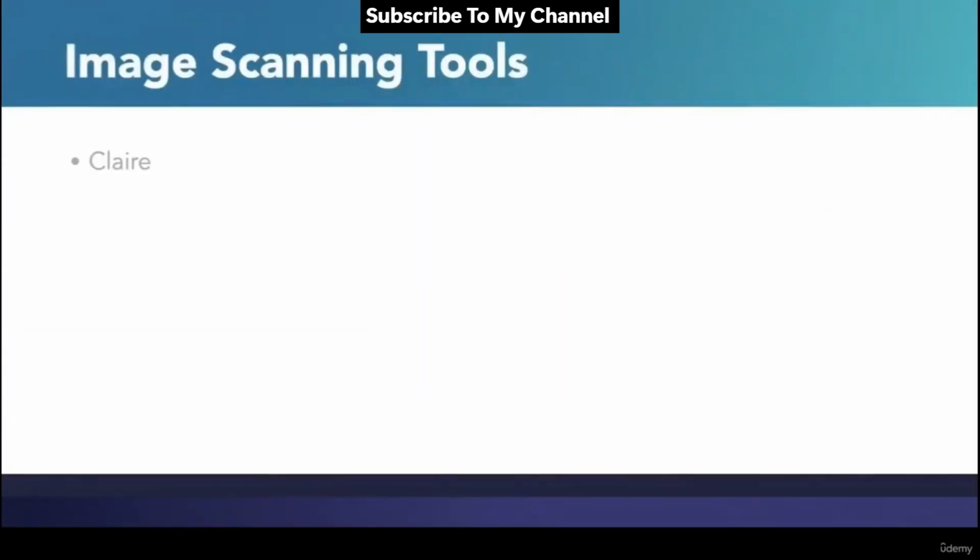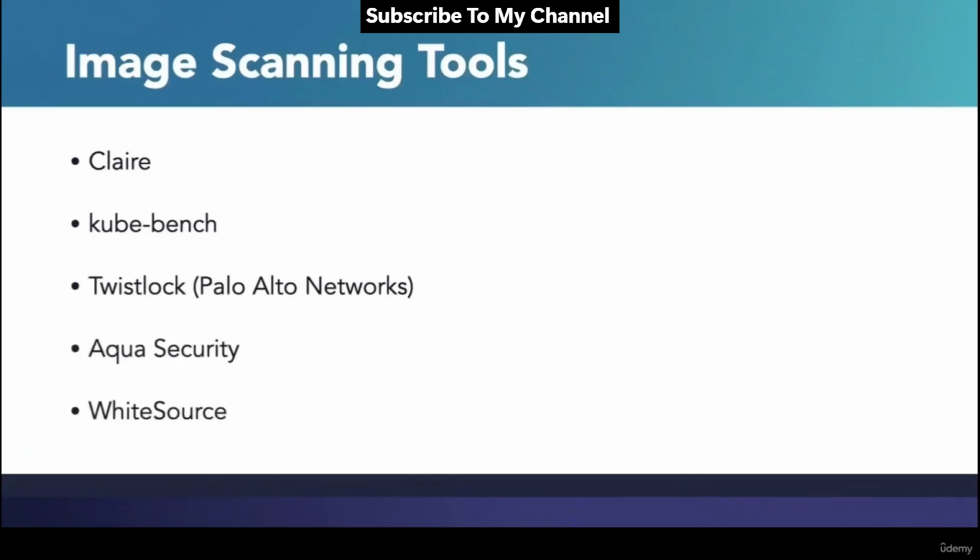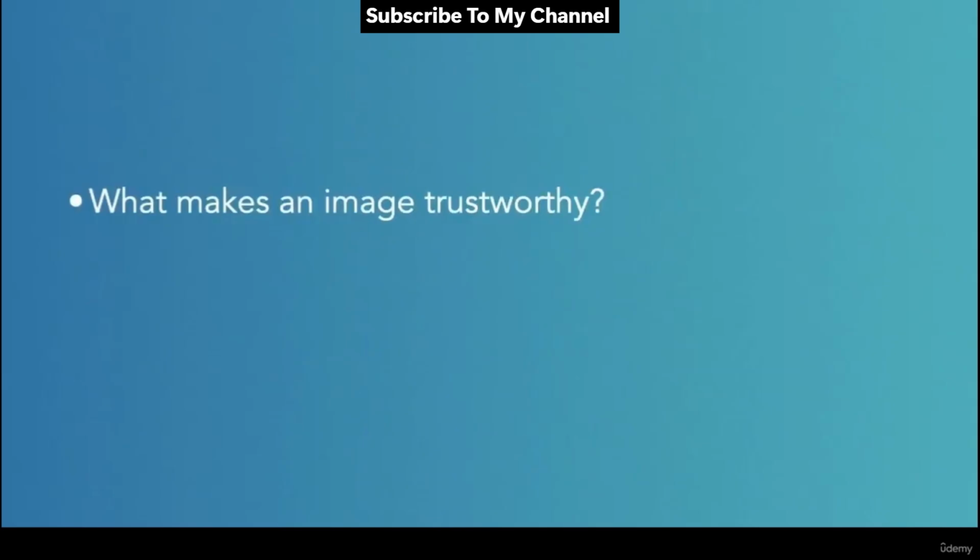There are several open source and commercial tools available in the market. For example, Clair, Kube-bench, Aquasec, and Twistlock. These tools will help you scan for security vulnerabilities, configuration defects, policy violations, and even compliance with security benchmarks from CIS. Let's switch focus from images to image registries and building trust in them.